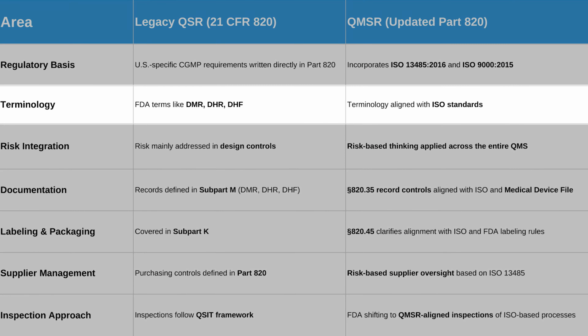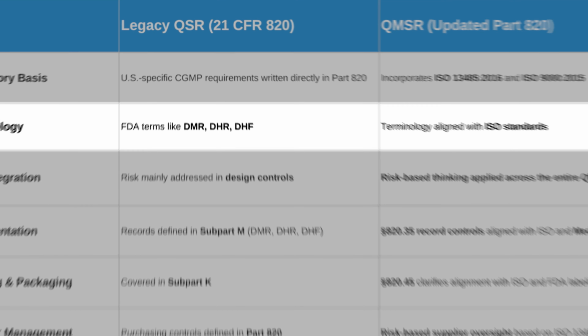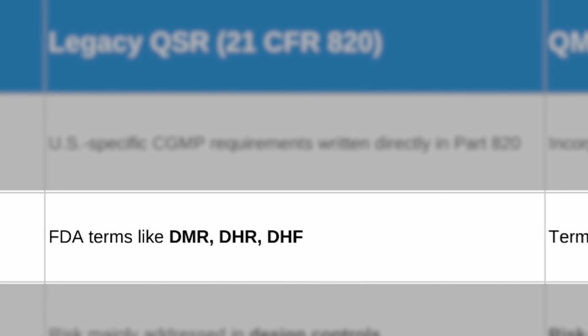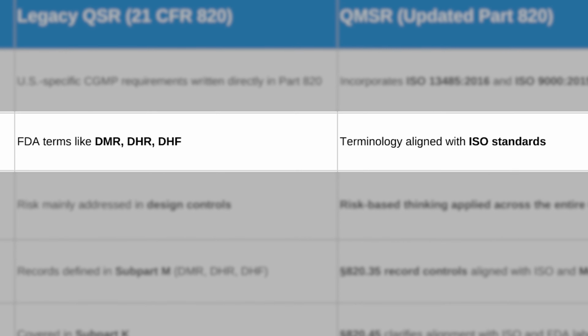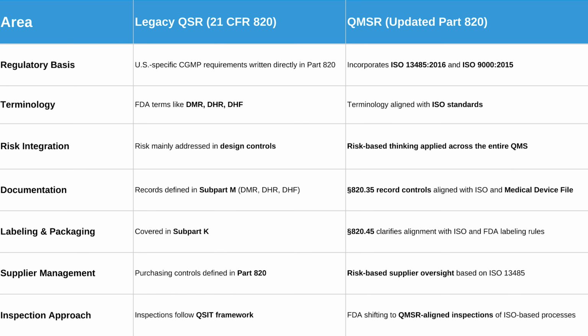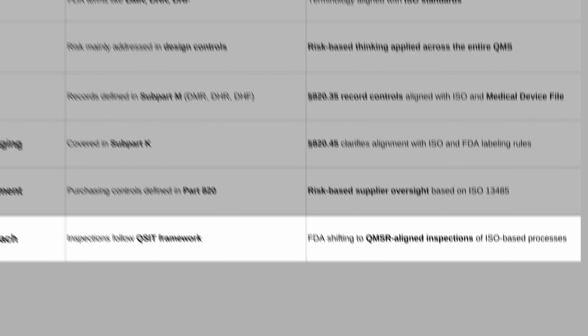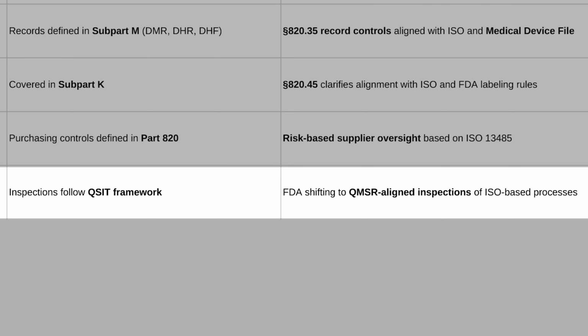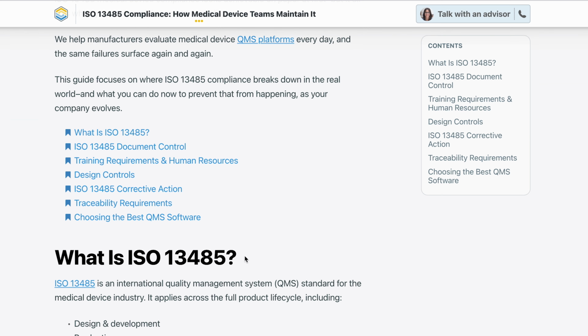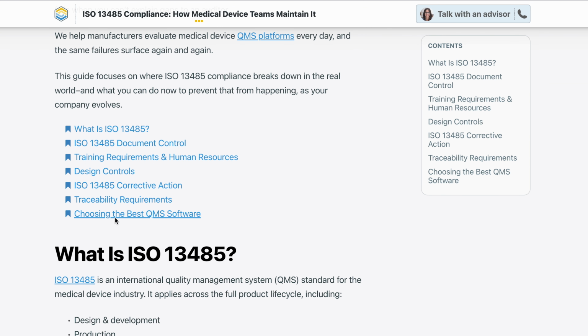They also changed a lot of the terminology that quality professionals have used their entire careers. DHF, DMR, DHR, gone from the regulation. They've been replaced with ISO-aligned equivalents: design and development file, medical device file, and batch and lot record. They're mostly the same, but the language has shifted. On top of that, the FDA retired its old inspection approach, QSIT, and replaced it with the new risk-based compliance program. Now, if you want a deeper dive into ISO 13485, we have a guide on our website and a video breaking down the basics.